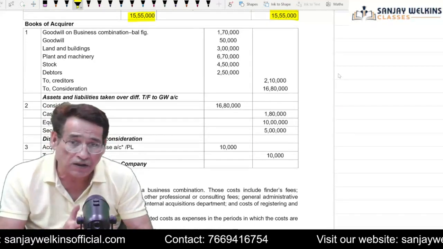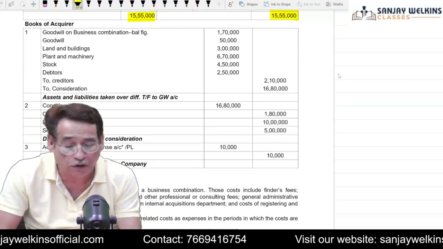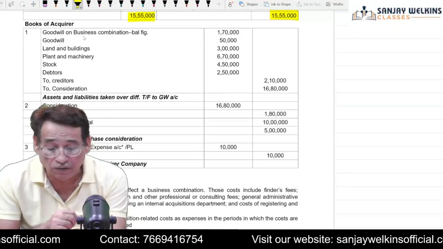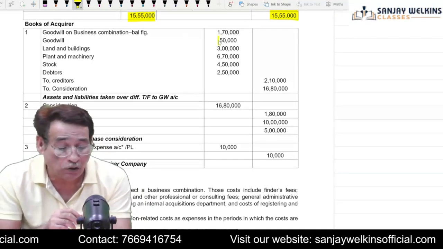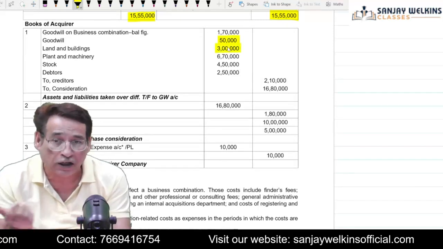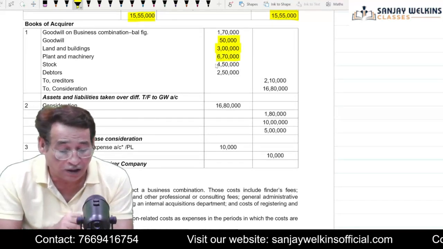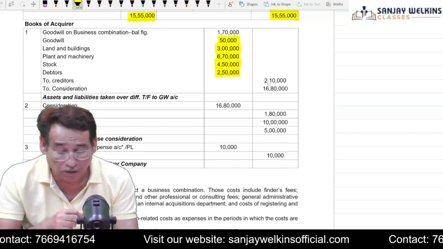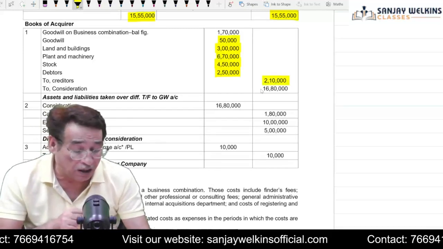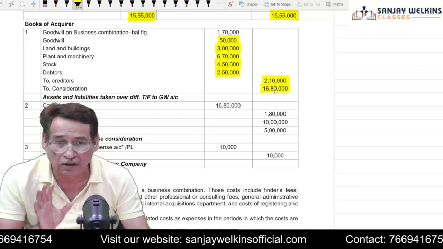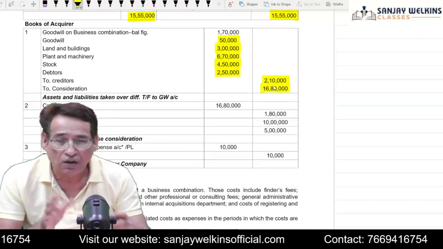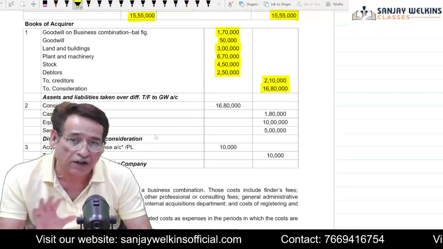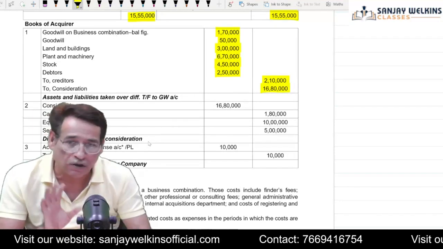Under business combination, under Ind AS 103, first of all, we will take into account whatever assets we are getting. Just ignore this word goodwill on business combination. First of all, look into the assets which you are taking over. You are taking over goodwill, land and building, plant and machinery, stock, debtors. This is exactly how we write the entry. And then we are taking over liabilities also, and we have to pay 16,80,000 worth of consideration. So this is the entry for assets taken over and liabilities. The difference comes over to here. So I will write here goodwill account. You can also write goodwill on business combination, correct?